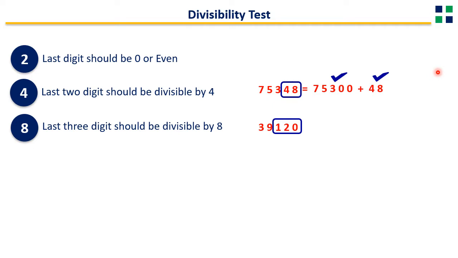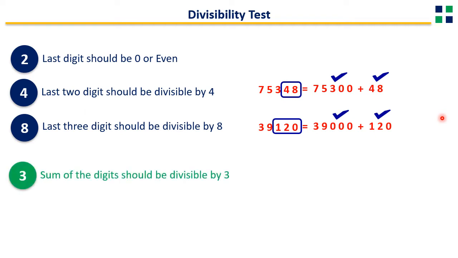The reason is the same number can be written as 39,000 plus 120. 1000 is a multiple of 8. Hence, 39,000 will be also a multiple of 8. And this is already divisible by 8, 120. Hence, addition of 39,000 and 120, the resulting number 39,120 will be divisible by 8. For 16, we check last 4 digits. For 32, we check last 5 digits and so on.